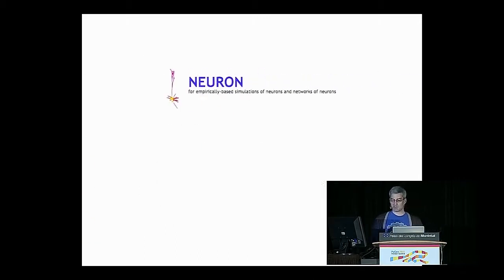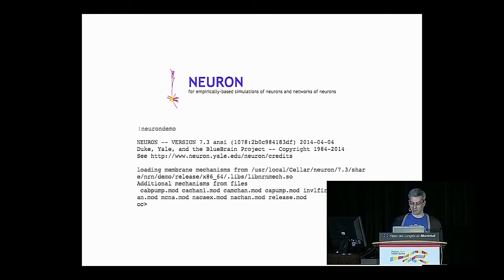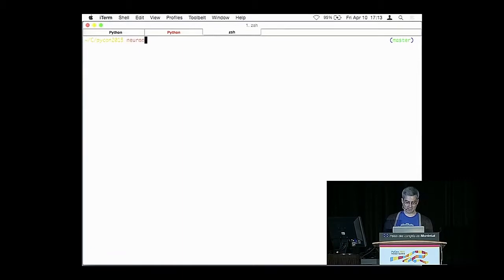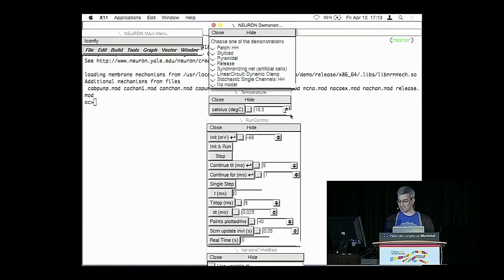So the first neural simulator that I'm going to talk about is appropriately one of the oldest, yet it's still being actively developed and in use today. It's called Neuron. At its core, it's a C program with a graphical interface with some Python bindings. And so let's start it up. There's a little thing that it comes with called the Neuron demo. So let's start up the Neuron demo. Like I said, old program, old GUI.